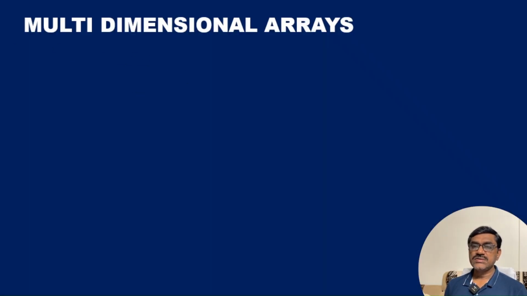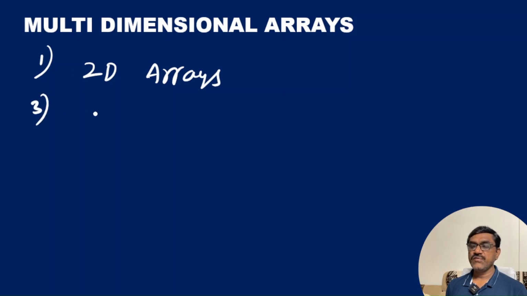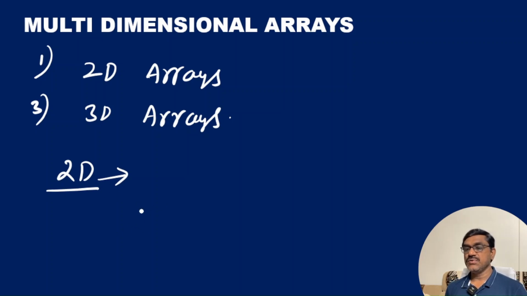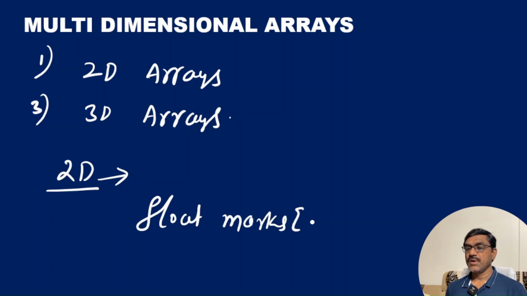Under this, first we are going to discuss two-dimensional arrays, or 2D arrays. After 2D arrays, we will discuss 3D arrays, or three-dimensional arrays. First we will discuss two-dimensional arrays. Before that, let us take an example of a one-dimensional array. For example, here I am writing float marks of 50.